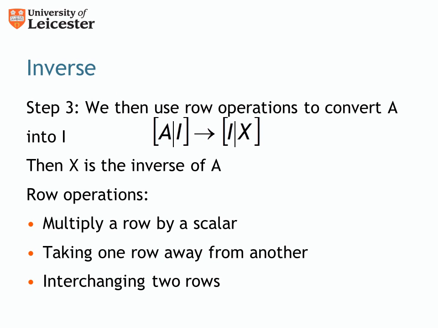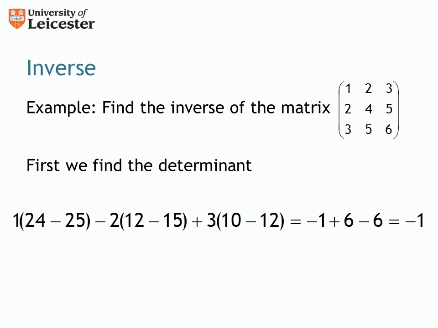Then, using row operations, we reduce the matrix to the identity. The matrix now on the right-hand side is the inverse. You can check this by multiplying it by the original matrix. I know this procedure seems very complicated, but an example will clear it up.